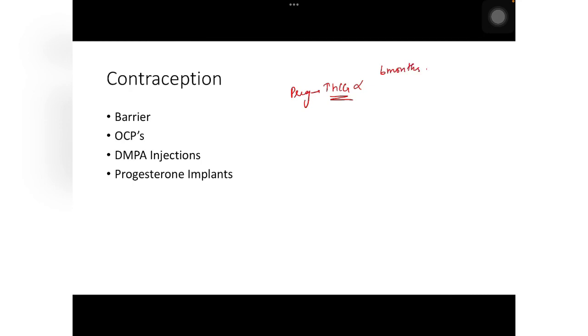So we have to advise her some contraception. Usually we don't prefer an IUCD because there is more risk of perforation, risk of bleeding PV and infection. You can advise her barrier contraceptives, but that is not going to be the first line because there is more chance of failure. She can start herself on OCPs once the beta HCG returns to normal, not before that. And DMPA injections or progesterone implants are the best options. These both are best options you can advise.